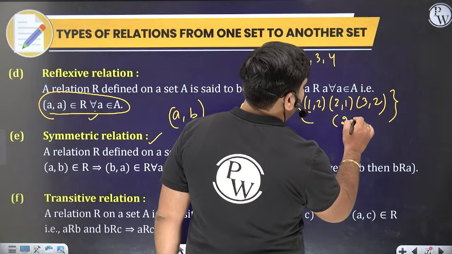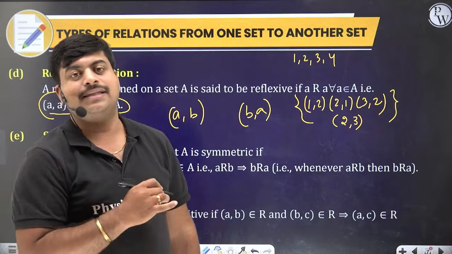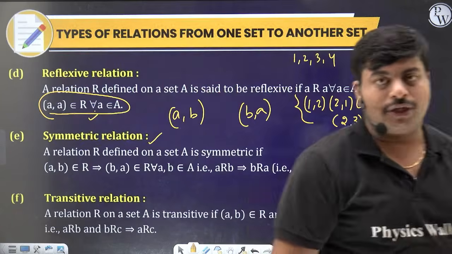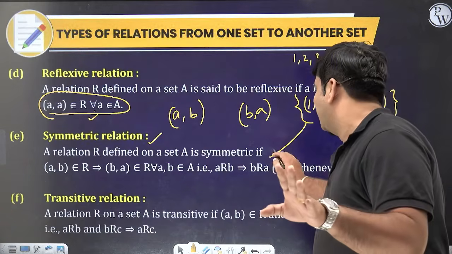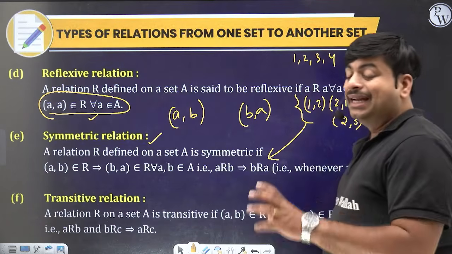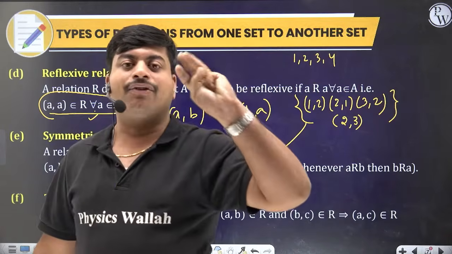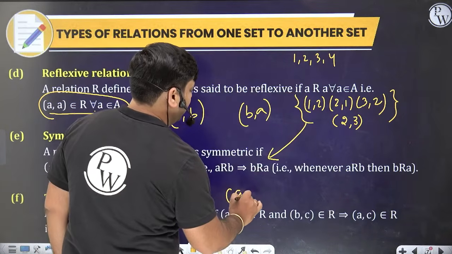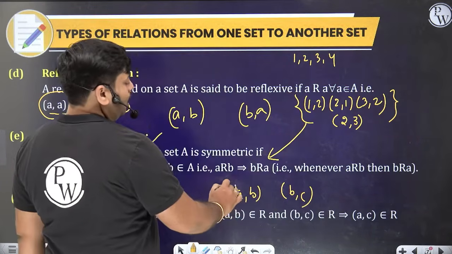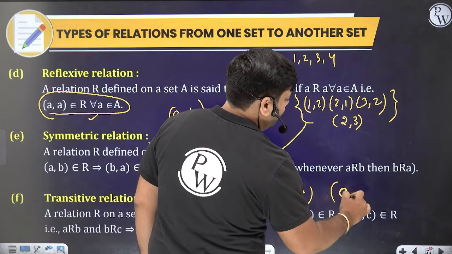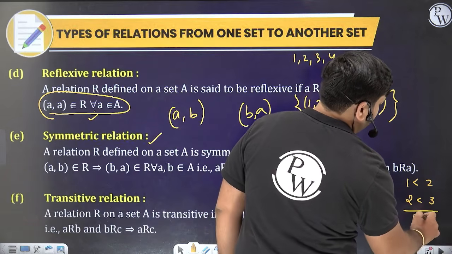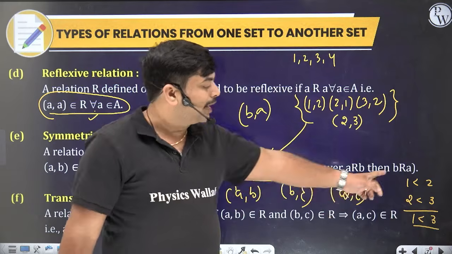Now, if I add the element 2 comma 3, then I can say that yes, it is a symmetric relation. Sorry, I said reflexive; it is symmetric. Next, transitive. In transitive, we go for 3 elements. If we have A comma B in the relation and B comma C also in the relation, then we should have A comma C. Like, let's say 1 is less than 2 and 2 is less than 3, so we know that 1 is less than 3, right? So this is a transitive relation.